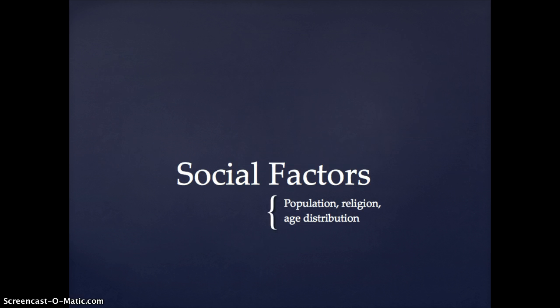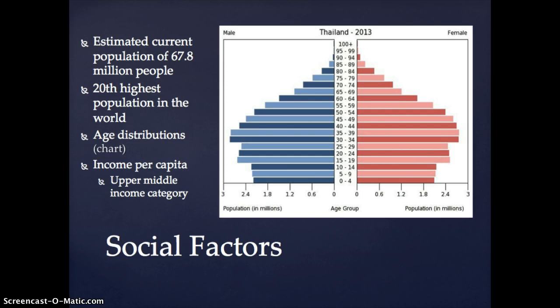Another factor of the PEST analysis is the social factors, which consist of population, religion, and age distribution. For population, we have a current estimated population of 67.8 million people. At the end of 2013, the estimated population was 67.1 million people. But the current population rate actually puts Thailand ranked as the 20th highest population in the world.